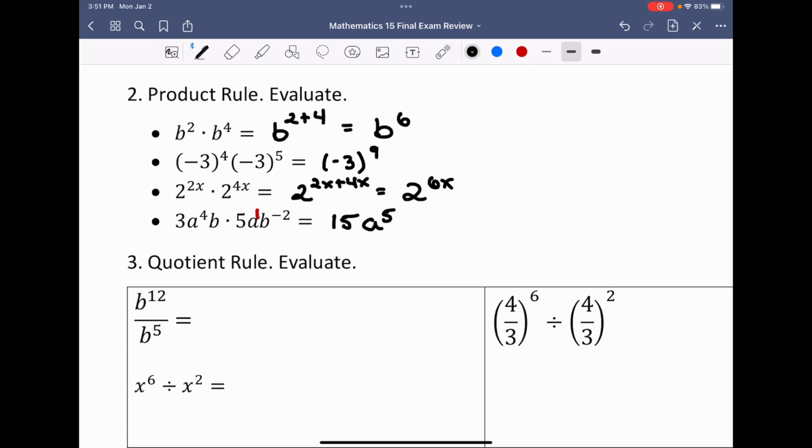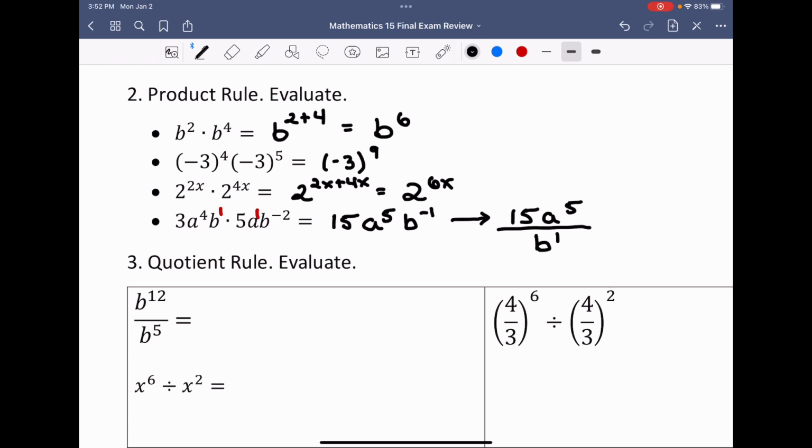Okay, now we have b. There's no exponent there, so we're going to write in a 1. b to the 1 times b to the negative 2. That's like saying b to the 1 minus 2. 1 minus 2 is going to give me b to the negative 1. And here's where the problems in exponents really wanted you to be thinking ahead for final solutions, is you have to put everything in terms of a positive exponent. So our final answer is therefore 15a to the 5 divided by b to the 1.